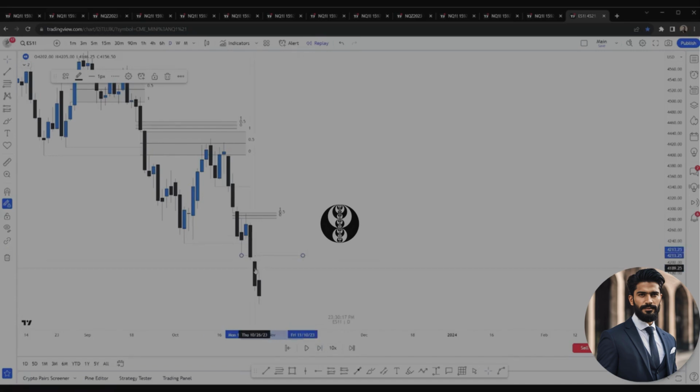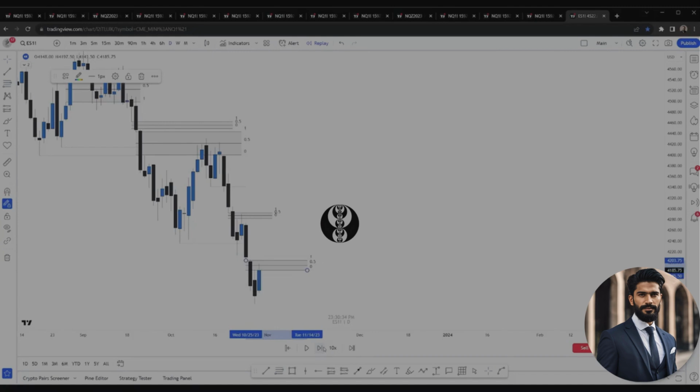So you're selling on this day, selling on this day, selling on this day. I mean, you can see how consistent this really is. And it's also extremely simple. Okay, so now we have this right here, which is our next fair value gap.